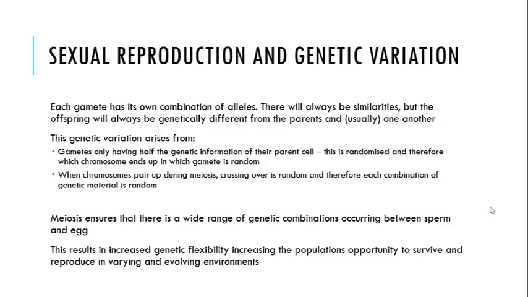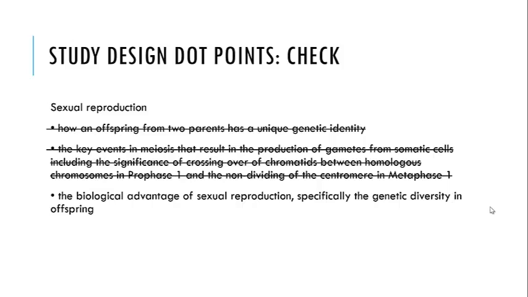So meiosis ensures that there's a wide range of genetic combinations occurring between a sperm and an egg. And this results in increased genetic flexibility and an increase in diversity in populations. So that increases their opportunity to survive and adapt, most importantly, in evolving environments. So now you can check off how an offspring from two parents has a unique genetic identity, and the key events in meiosis that result in the production of gametes from somatic cells, including the significance of crossing over of chromatids between the homologous chromosomes in prophase 1 and the non-dividing of the centromere in metaphase 1.